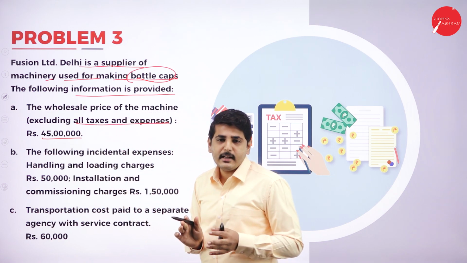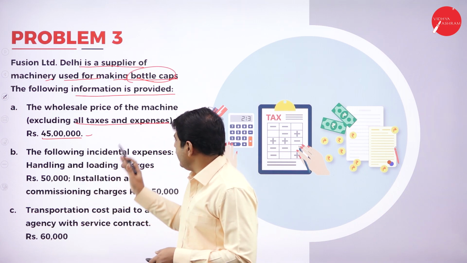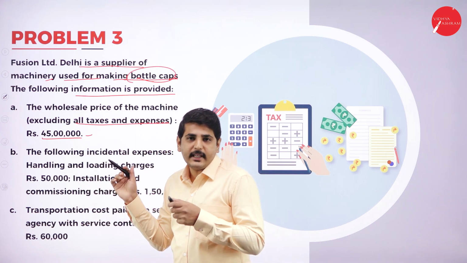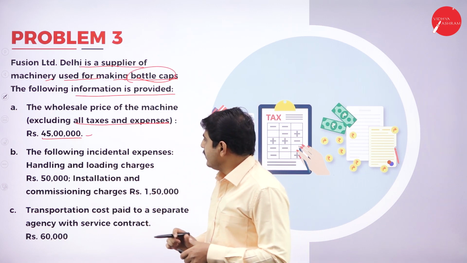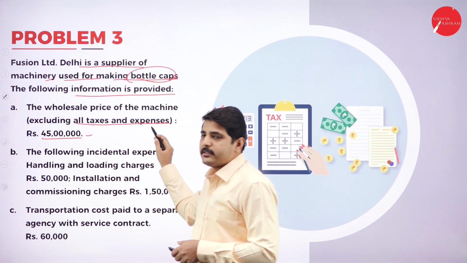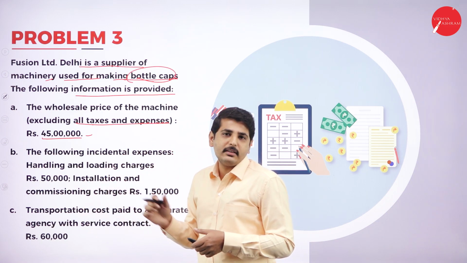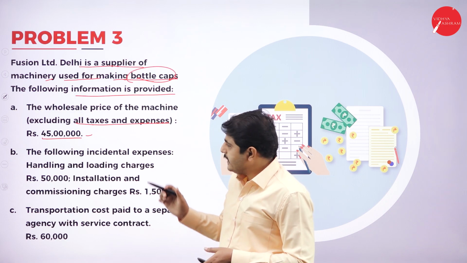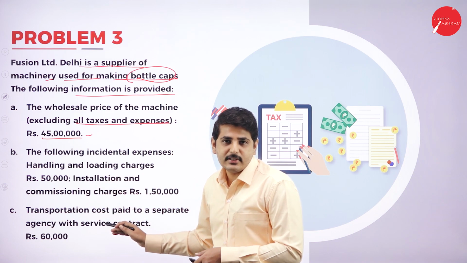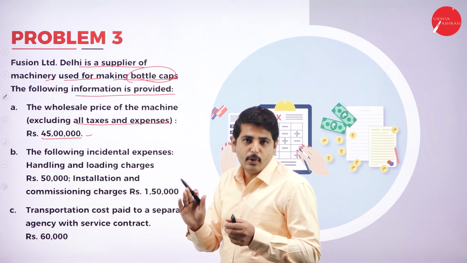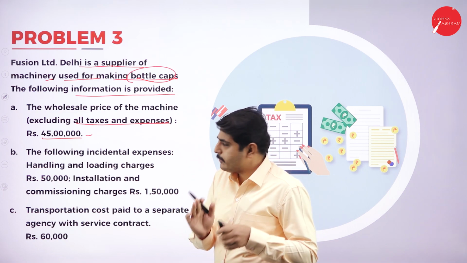See, what do you mean by that? This 45 lakh does not include any tax or any other expenses. So, if in the exam you get this type of problem, excluding all the tax and expenses, what do you have to do? We have to add all the other expenses they have given. If it is inclusive, we should not add. We should neglect other items or other expenses. If it is inclusive, don't add. If it is exclusive, add the other items. Please keep this in mind.